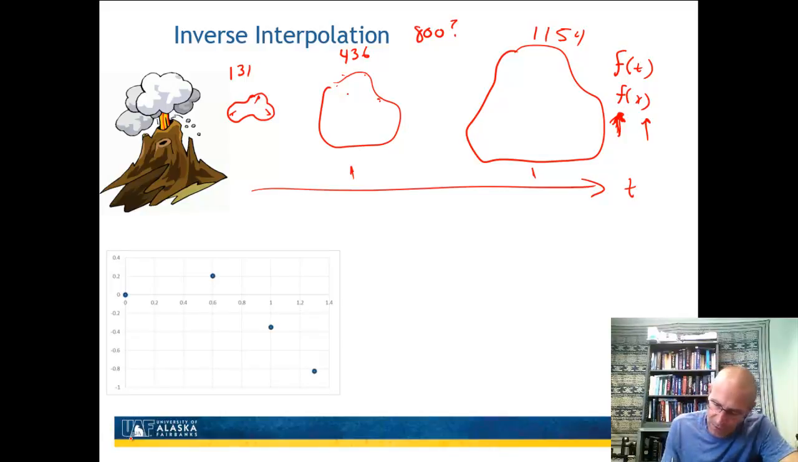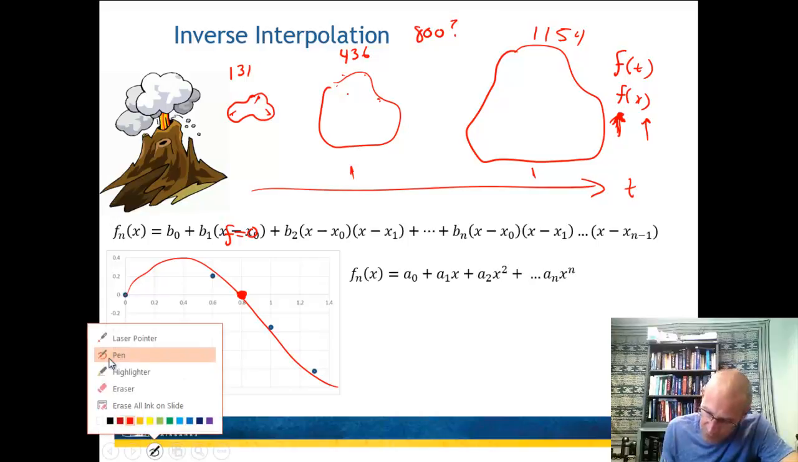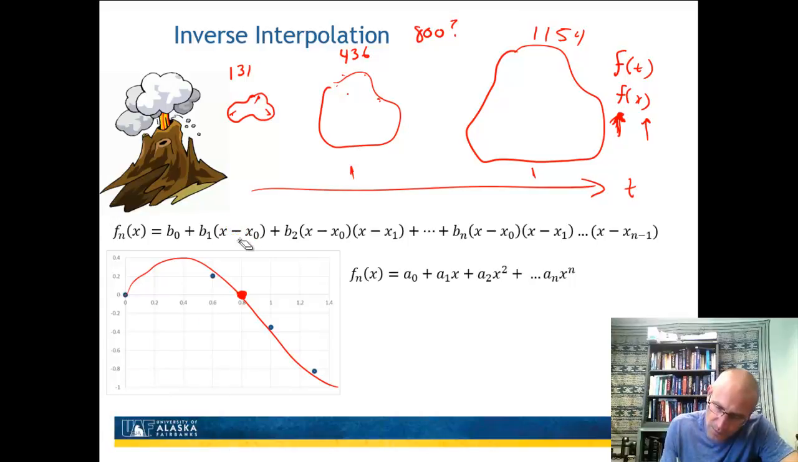Remember, here's my function, and maybe I fit my Lagrange polynomials. And maybe I want to find out what the x value is when f is equal to 0. So what am I doing effectively? I'm going to erase that, sorry. I've got this function that I fit, for example in the case of a Newton polynomial, and I want to find when that has some particular value f.